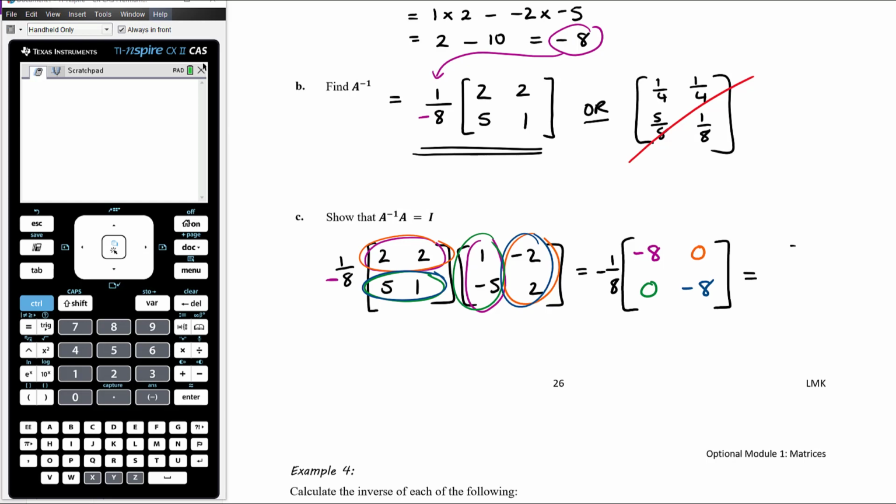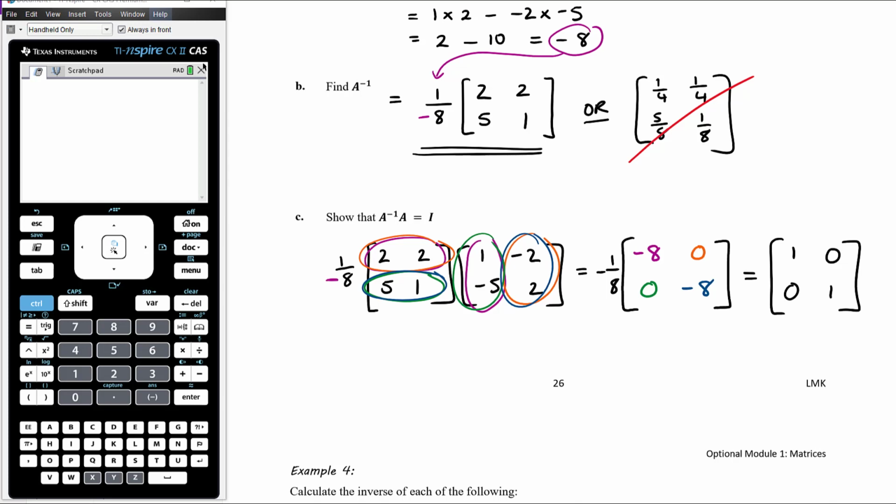So now if we multiply everything by negative 1/8, negative 1/8 times negative 8 is positive 1, negative 1/8 times 0 is 0, negative 1/8 times 0 is 0, and negative 1/8 times negative 8, you've got negative 1 on 8 times 8. 1/8 times 8 is 1, and you've got a negative out the front. So they're both negative, so you get positive, and 1/8 times 8 is 1. So we get positive 1. And so indeed, the inverse times the original matrix gives the identity matrix, confirming that it is in fact the inverse.